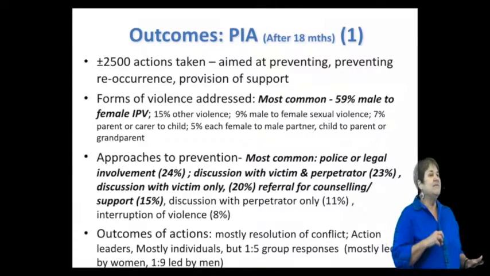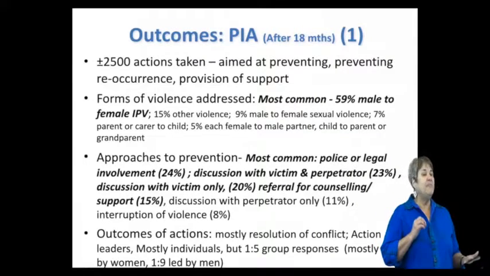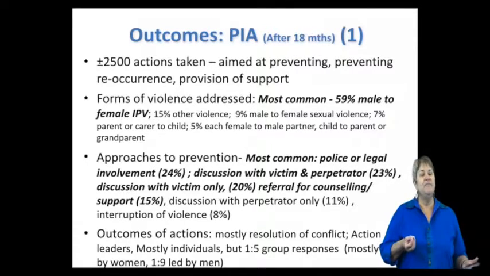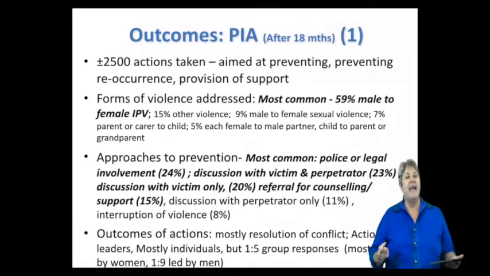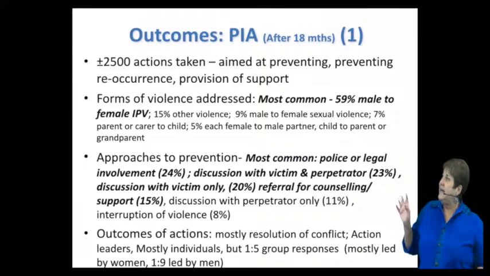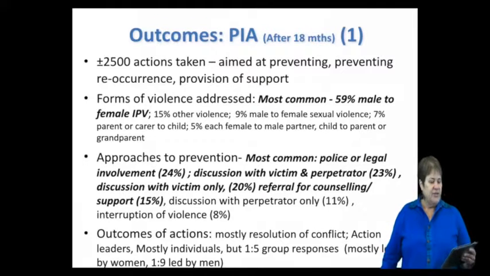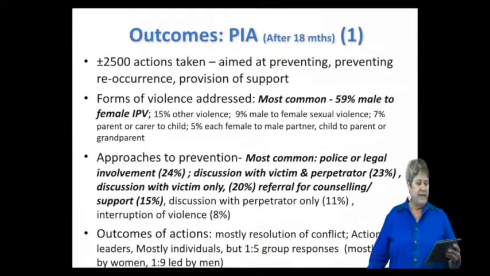Interestingly, they started by wanting to change norms and ideas, but when they did an assessment, they found that people didn't think it was okay to beat a woman. So then they realized that what they needed to do was to get a critical mass of people who could be mobilized and take action, rather than just to change ideas. They did do an evaluation, and it was very quantitative. They found that 2,500 actions were taken, aimed at either preventing it from occurring again or providing support.